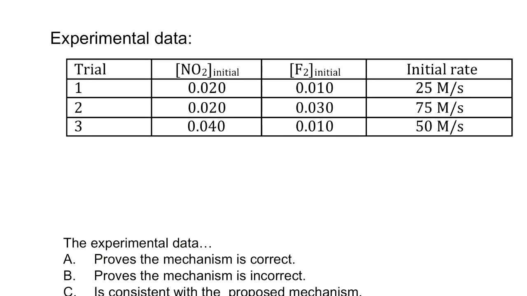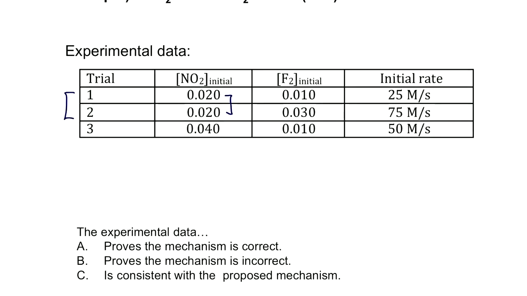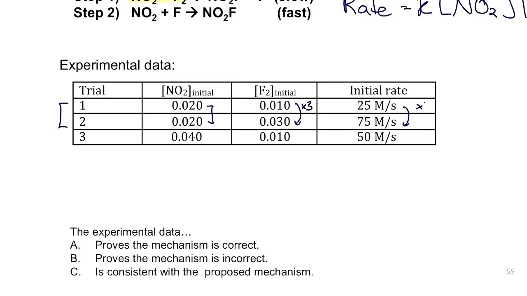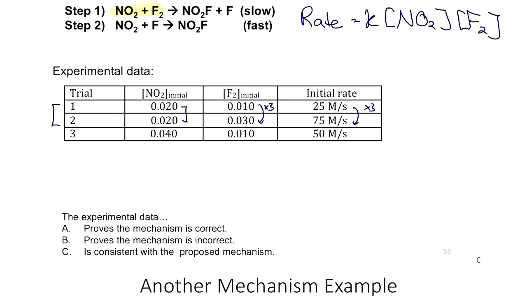Trials 1 and 2, yeah, because what's special there is NO2 stays constant, but F2 changes. So I see a tripling in F2. What happens to that initial rate? Also triples. So what does that imply? First order with respect to what? Why F2? It's the one that's changing. So it's implying that F2 is first order. Like, yes, I want you to know it's first order, but apply it to the right one because there's two substances.